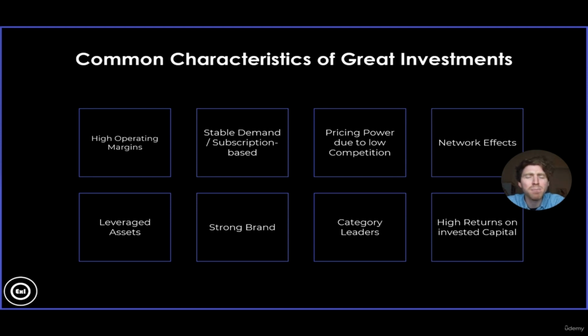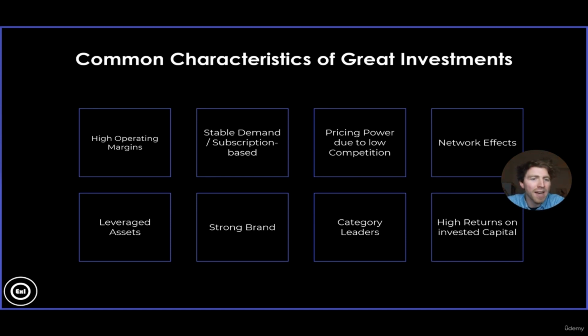Strong brand, this is pretty self-explanatory. To give you an example here, Apple built a very strong brand over the last years and is still building on this brand and being able to sell a commodity like a smartphone for more than $1,000. Category leaders goes in the same direction, like pricing power due to low competition. If certain companies just nail the niche and they are the absolute category winner, if you think about Amazon in the e-commerce sector, it's very hard for other companies to really compete with them, and therefore they become more and more powerful and also turn out to be great investments.